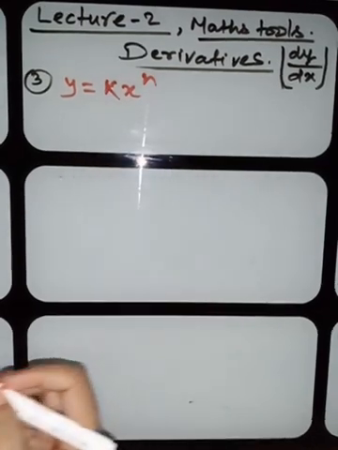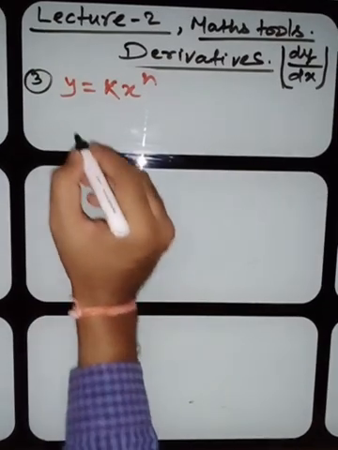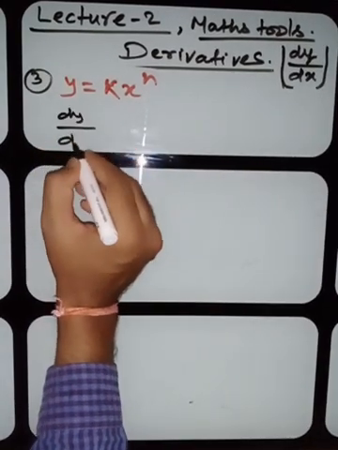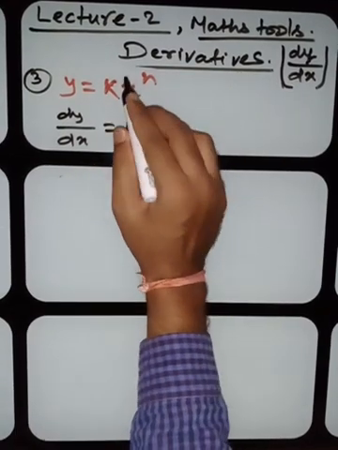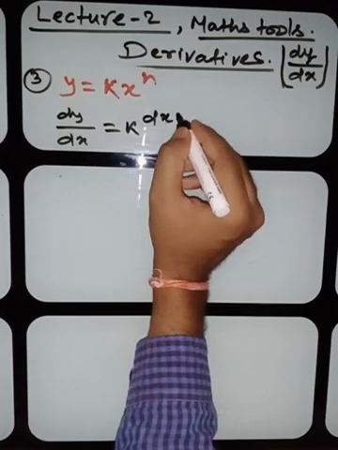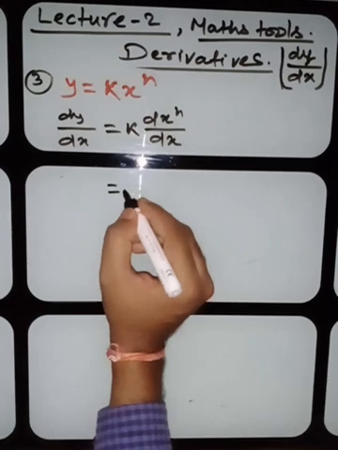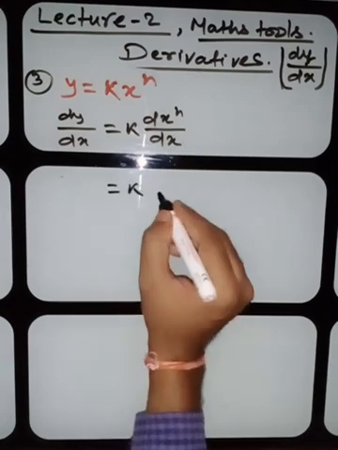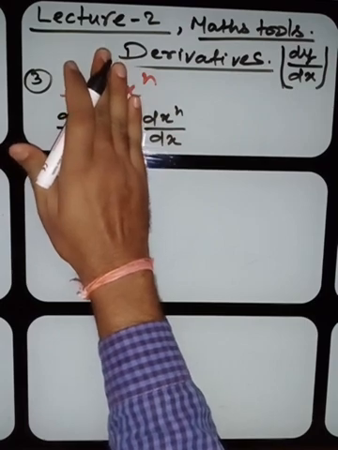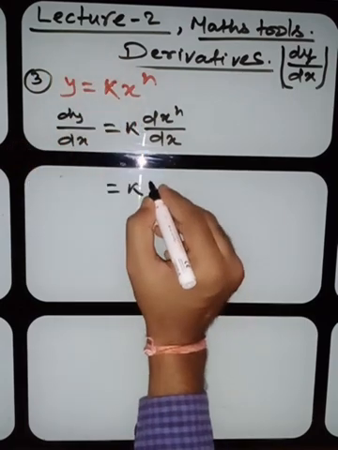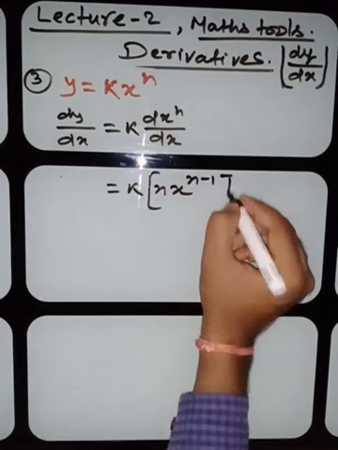Constant times x to the power n. How will you do the differentiation? So dy by dx: you have to take this constant out and differentiate the variable, that is d(x to the power n) by dx. The answer will be, and the formula is, k will be out, and try to recall the differentiation of x to the power n. Yes, it was n x to the power n minus 1. So the answer remains the same: k n x to the power n minus 1.